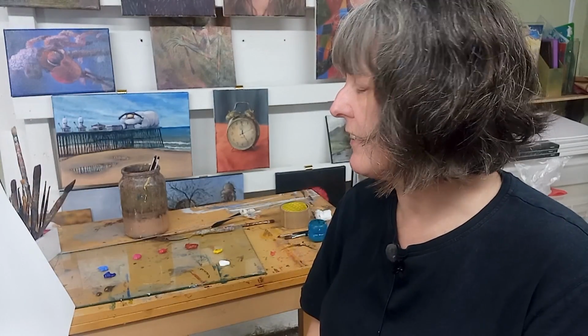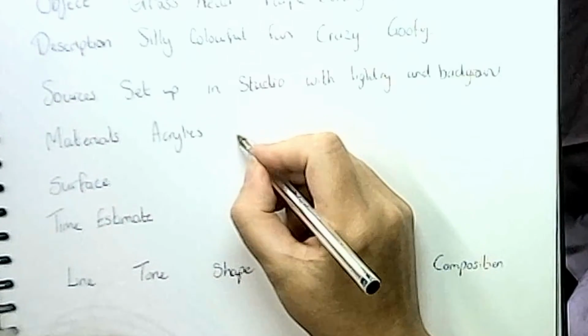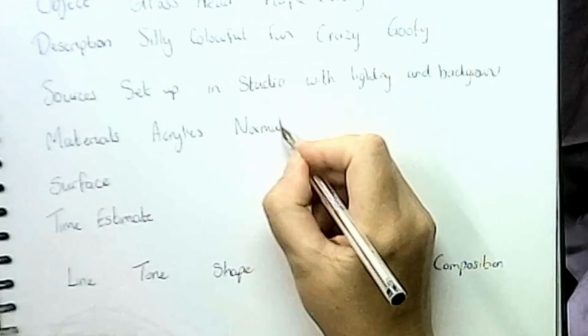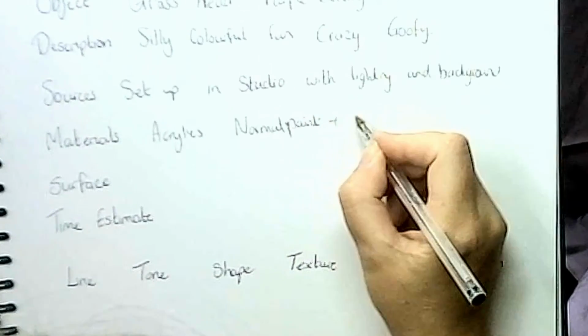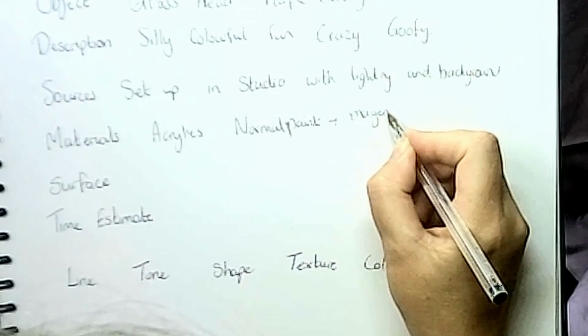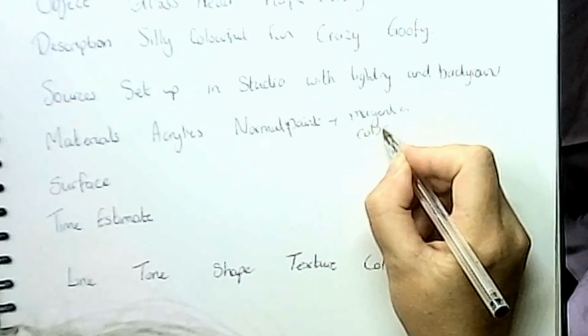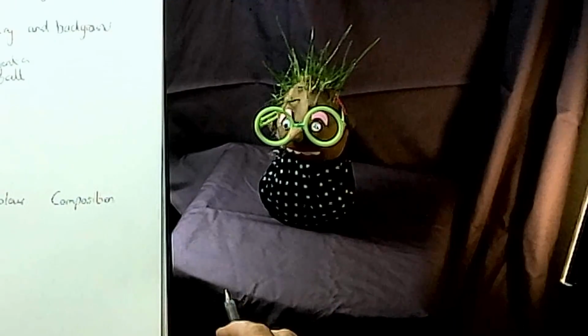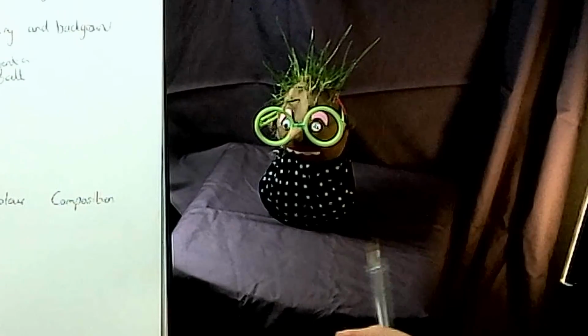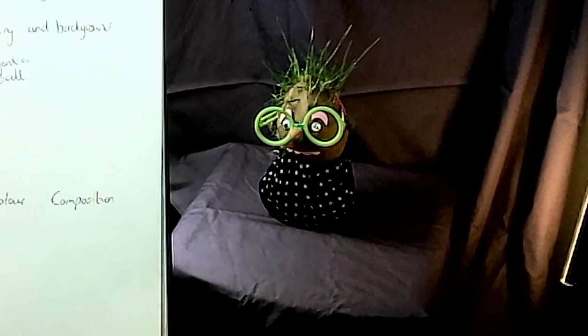Right, what materials? Now I'm using the acrylics again, and I'm going to put normal paints plus magenta and cobalt. So I can really make the pink in the eyebrow, and I can really capture the luminosity of the green in the glasses.